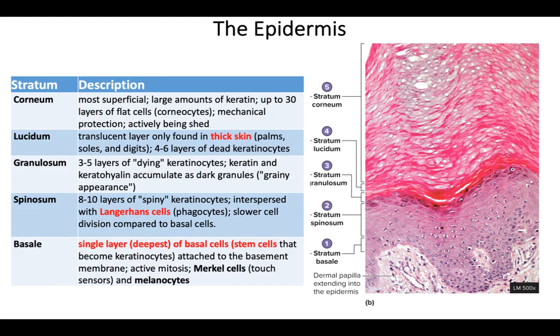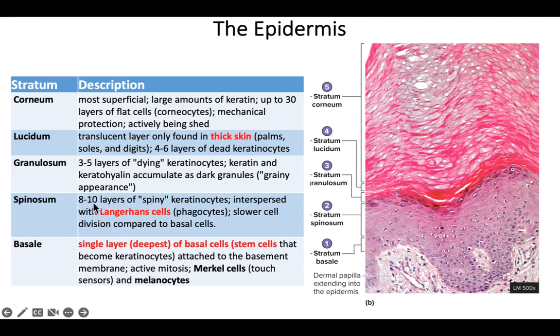Here's the information that you might want to focus in on for these 5 layers. Note the stratum basale: single layer, basal cells or stem cells, most of them becoming keratinocytes, attached to the basement membrane, actively undergoing mitosis. So they're dividing very, very quickly compared to some of the other layers. You might find a Merkel cell, which we'll talk more about in the future. Those are a type of touch receptor. And then you'll have some melanocytes in that layer that are producing the melanin.